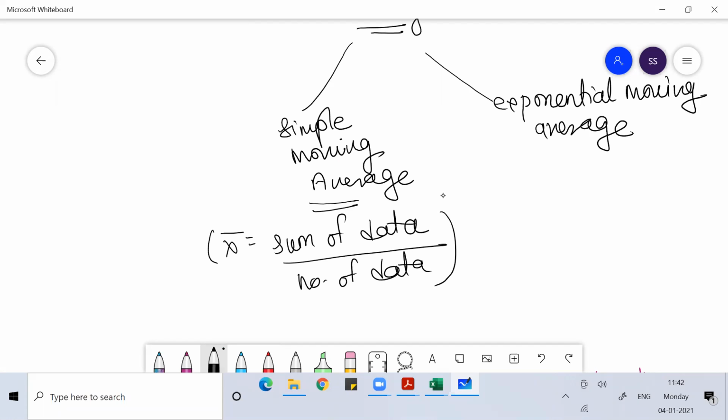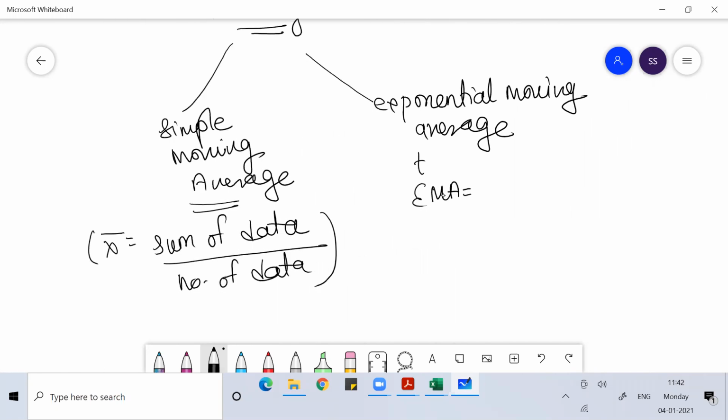In case of exponential moving average, we don't give equal weightage to all the historical events which have happened in the past. We give more weightage to the event which has happened just now, then to the event which happened before, then to the event which happened before that.